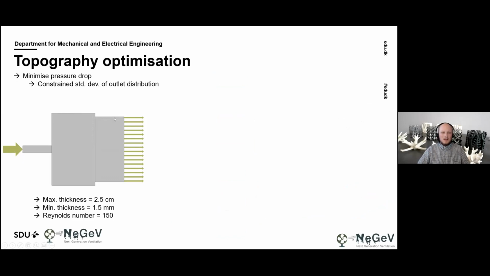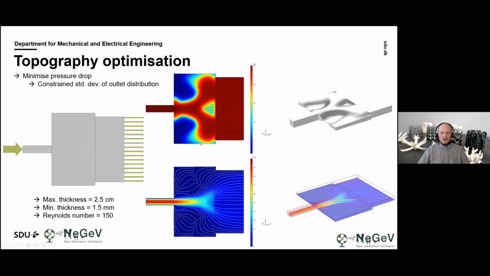We can take it one step further. So instead of having three discrete small outlets, we now have one big distributed outlet. And we're trying to minimize the variation along this outlet edge. We do that by constraining the standard deviation of the velocity across this edge, and then minimizing the pressure drop. We get this surface topography field here.